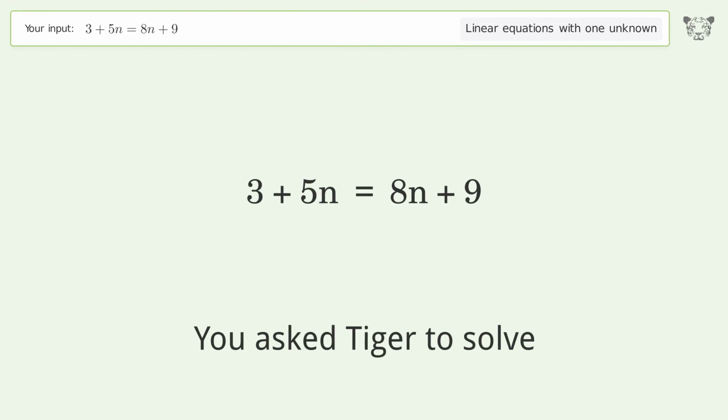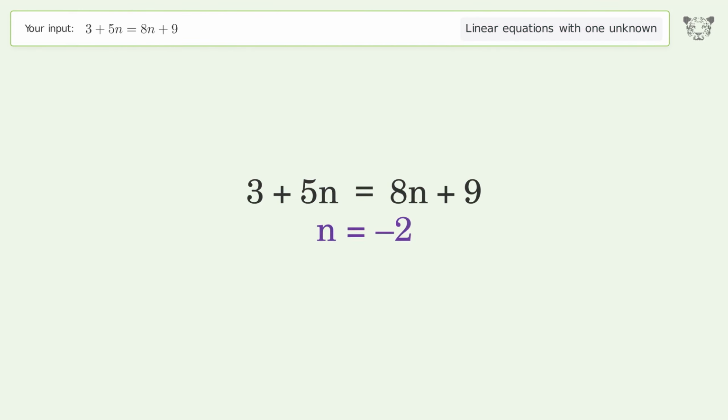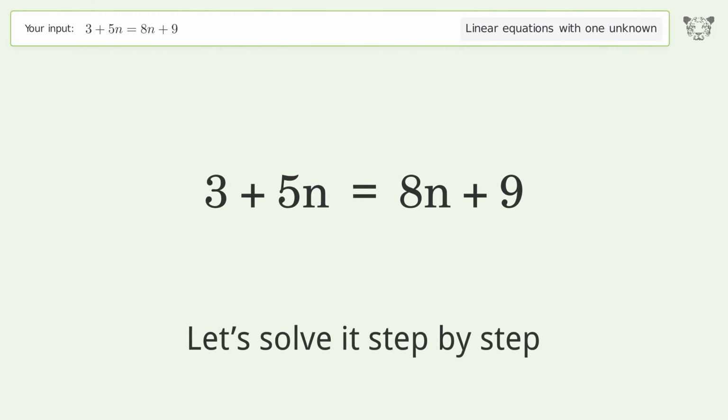You ask Tiger to solve. This deals with linear equations with one unknown. The final result is n equals -2. Let's solve it step by step.